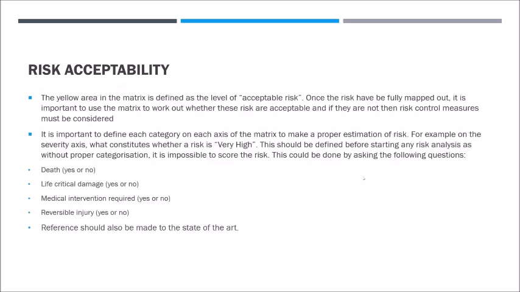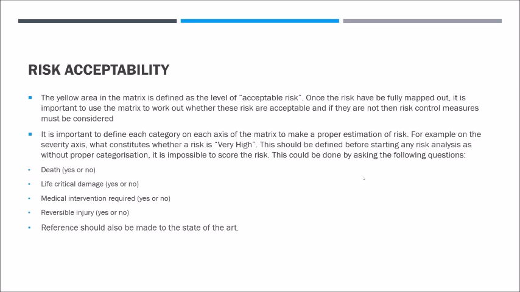So the yellow area in the matrix is defined as the level of acceptable risk. Once the risks have been fully mapped out, it's important to use the matrix to work out whether these risks are acceptable, and if they are not, then risk control measures must be considered. It is important to define each category on each axis of the matrix to make a proper estimation of risk.